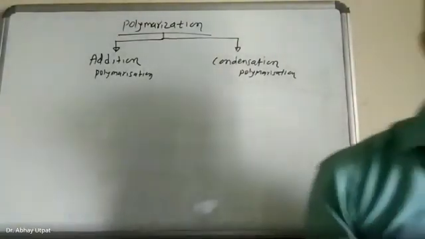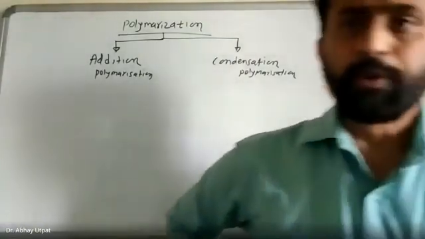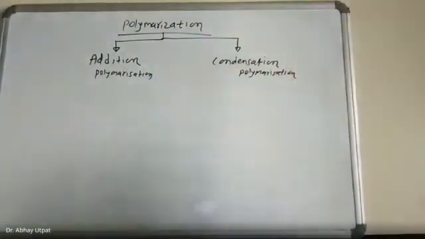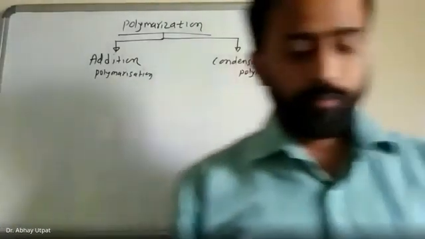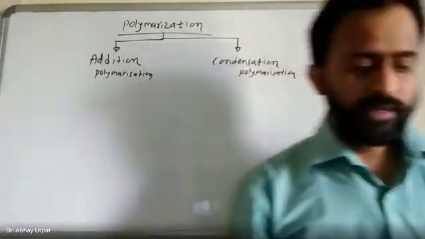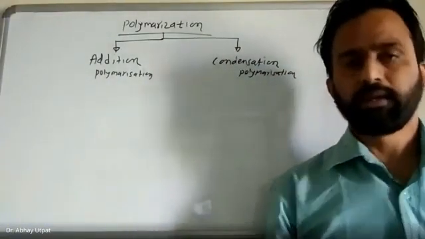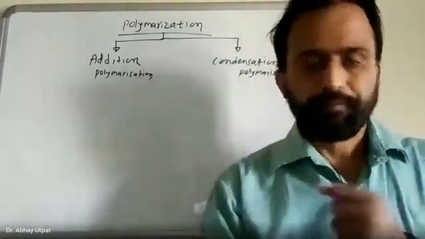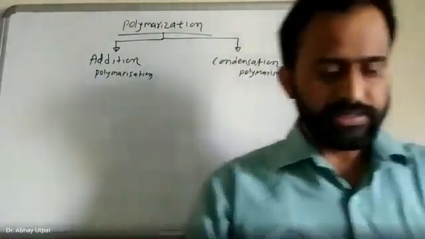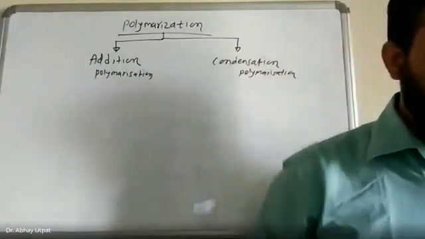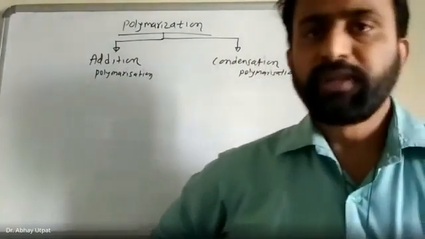Write down the next line. It produces thermoplastic material. Example, polystyrene. Now these are the names which you have to remember. Polystyrene. Then second, polyvinyl chloride, PVC.